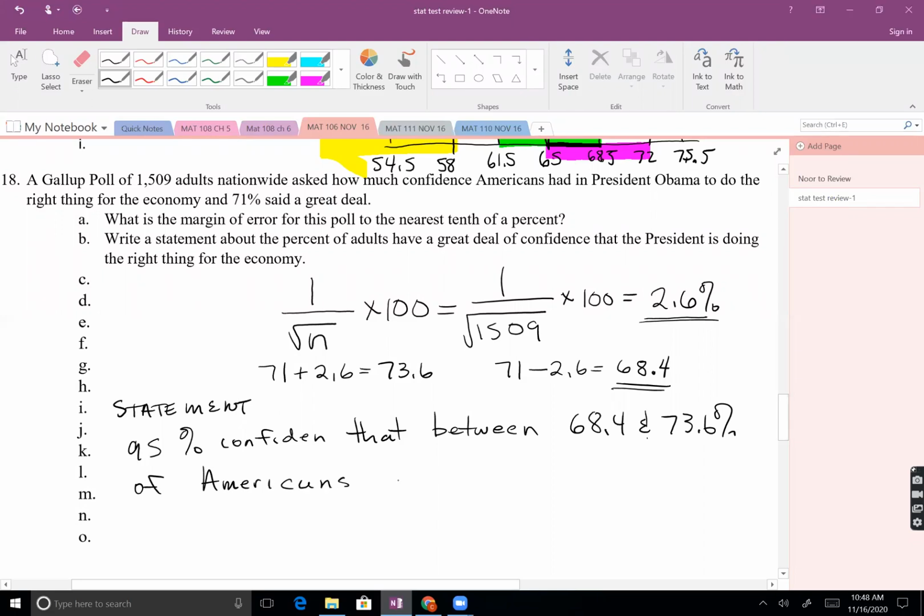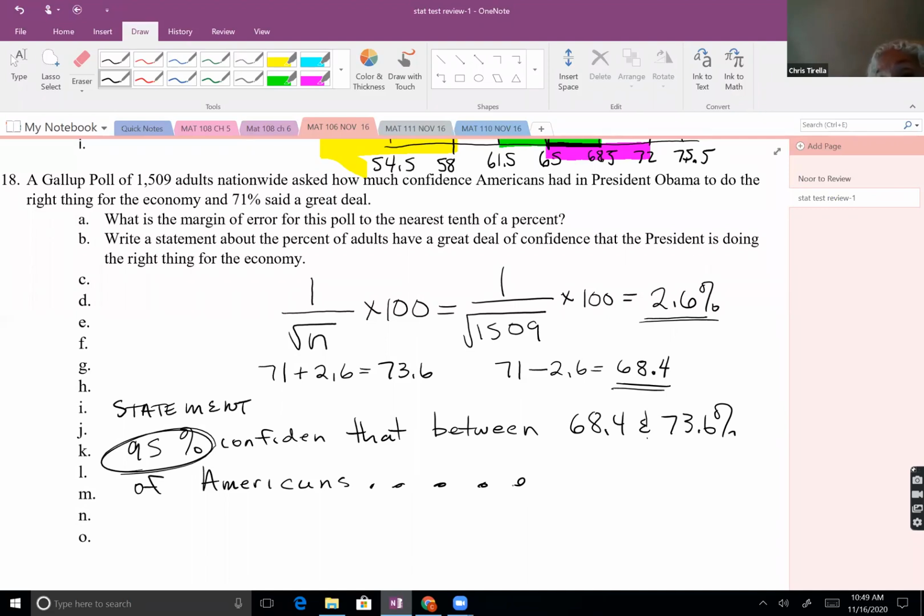Where did you get 95% from? The formula that we use is always for the 95% level of confidence. So we will always be 95% confident in this class. If you take statistics, you're going to find a slightly different formula and your level of confidence can change. But in contemporary math, the formula that we use will always give us that 95% level of confidence.